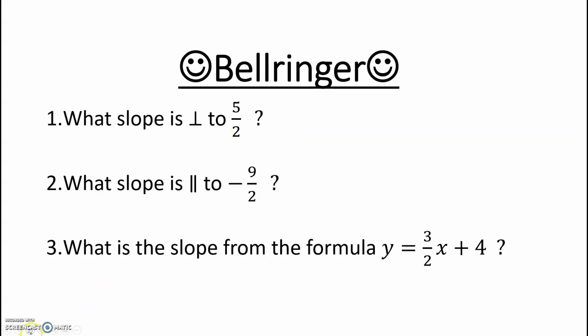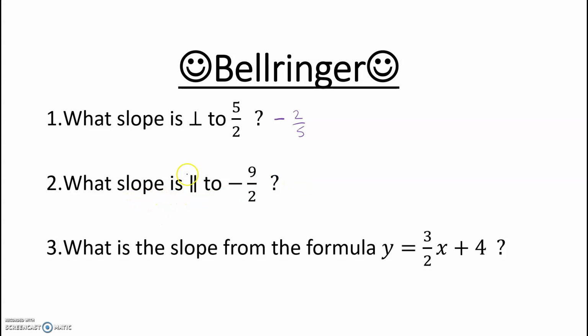All right, so our bell ringer's a little bit of review from the other day. The first one says what slope is perpendicular to 5/2. So we want to know where it's going to cross at our right angle. So perpendicular, positive becomes negative, and 5/2 will become 2/5, so -2/5.